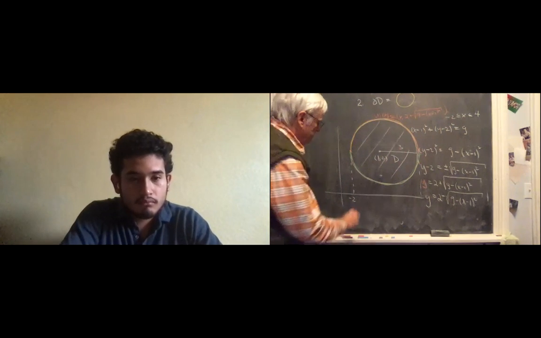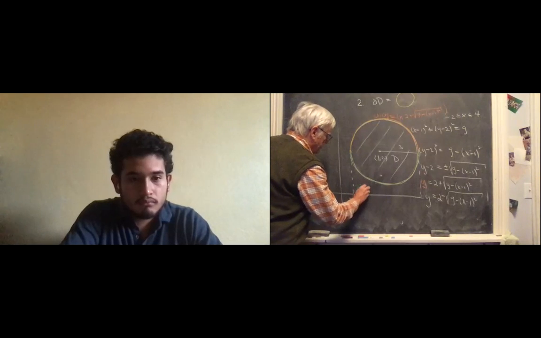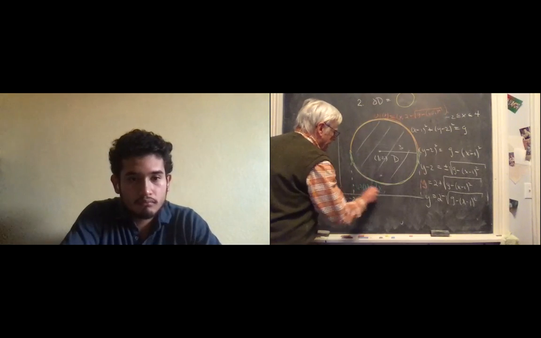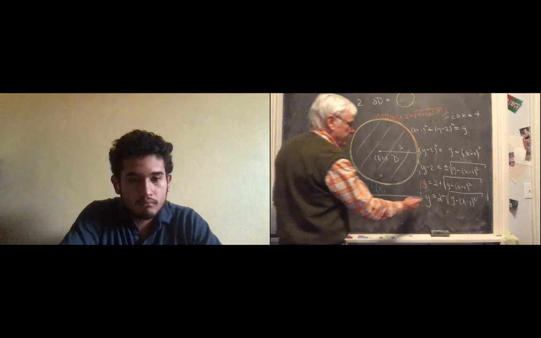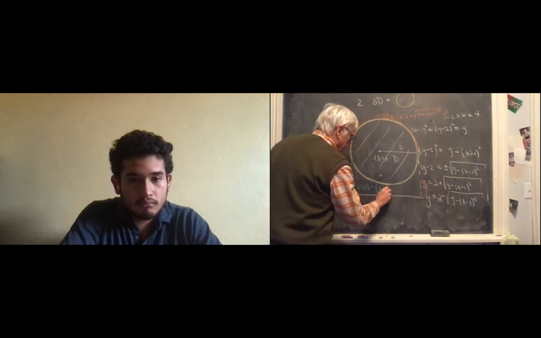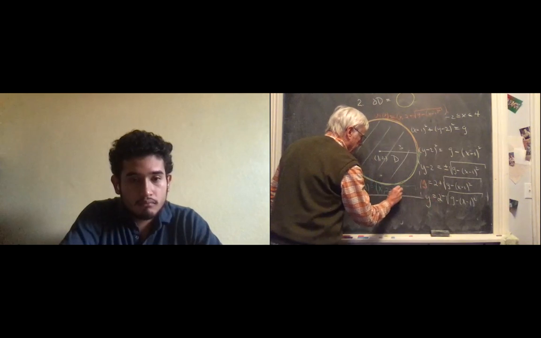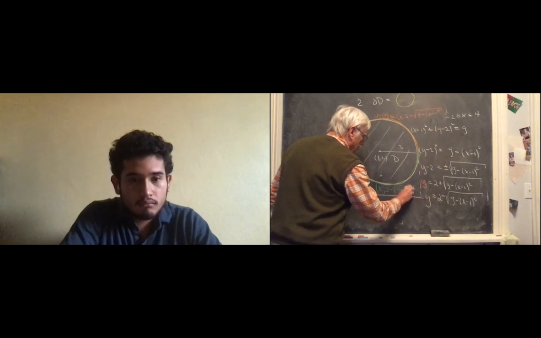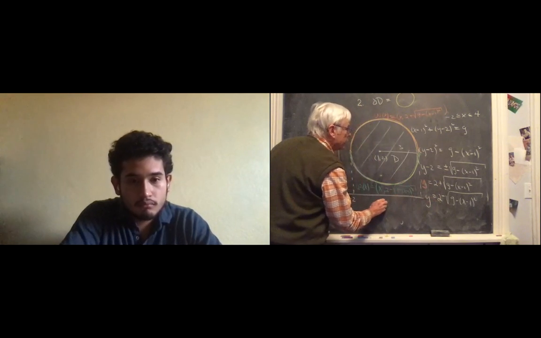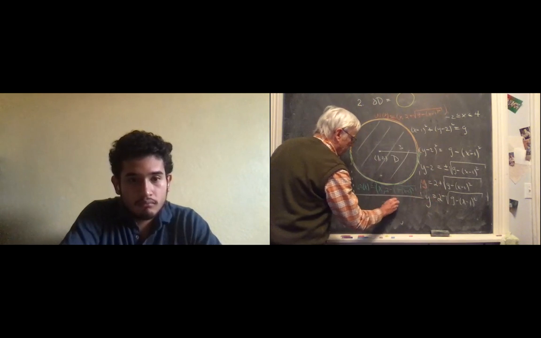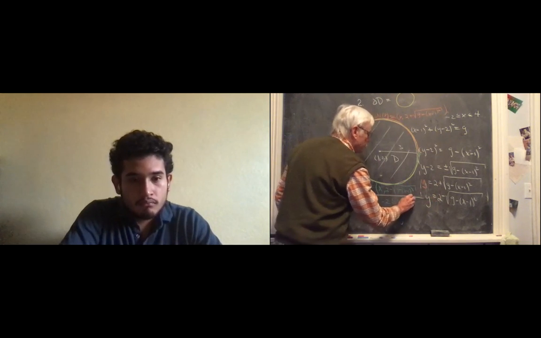But for the bottom, u2 of x will be equal to x, and then the y value will be this other y value, 2 minus the square root of 9 minus (x minus 1) squared. And again, minus 2 less than or equal to x less than or equal to 4.